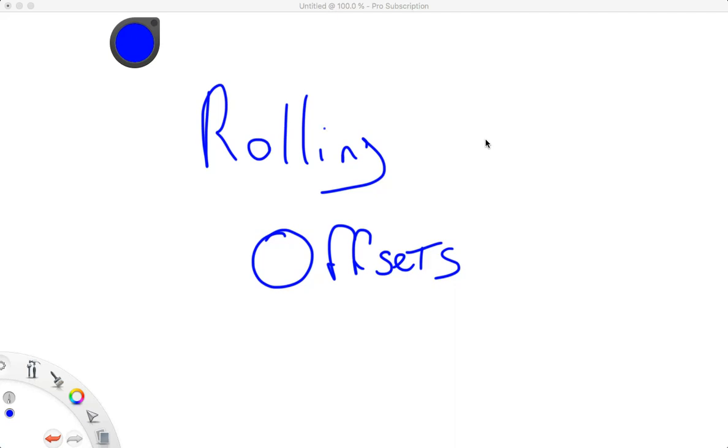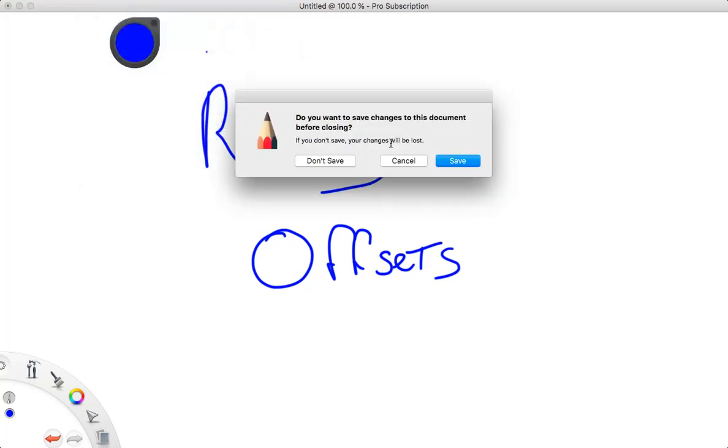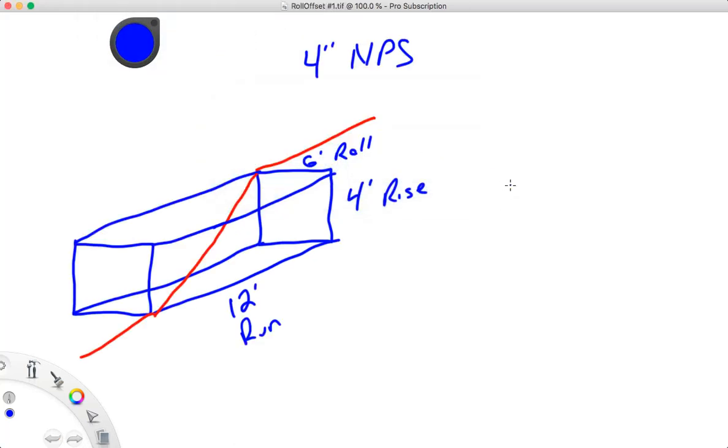Alright, this video is about rolling offsets. There are a number of ways that a rolling offset problem can be displayed. I'll just show you right here. One method is like this. You got a three-dimensional box that shows pipe coming in. It rolls over off of its plane by 6 feet and then continues on in a parallel type fashion. The 4-foot rise and a 12-foot run.